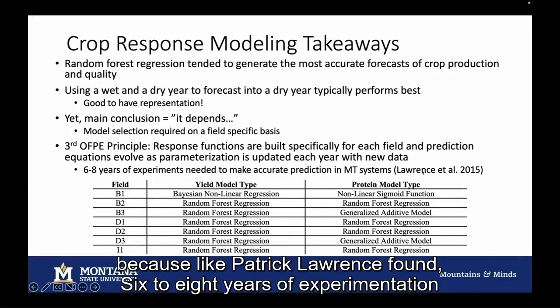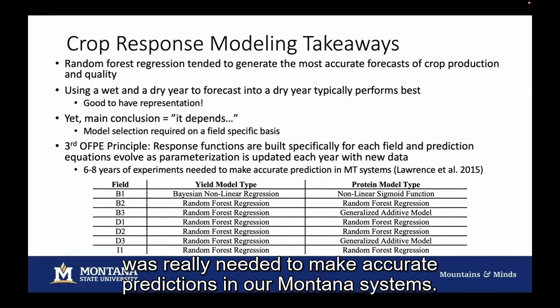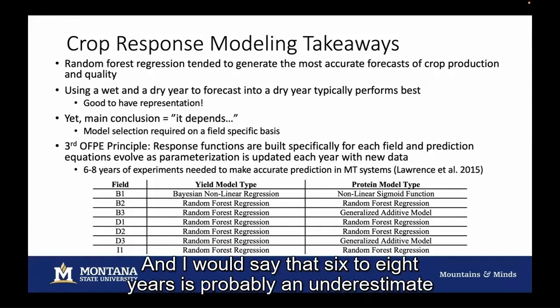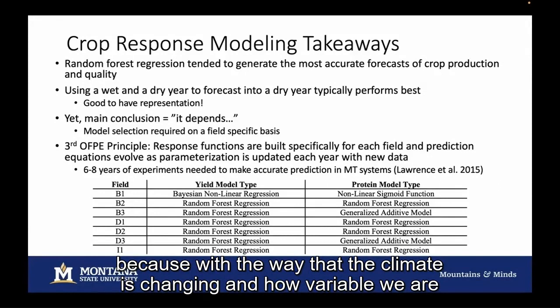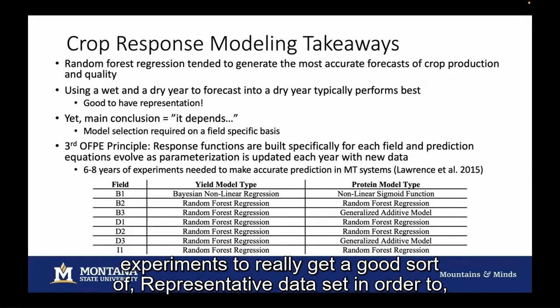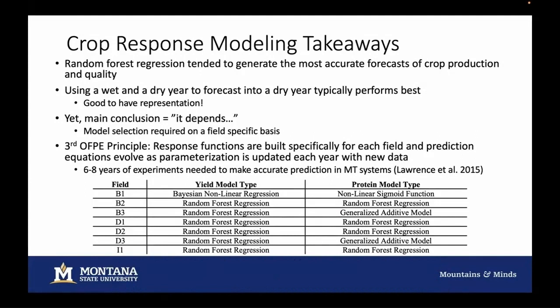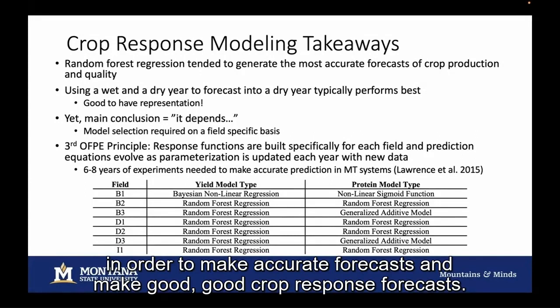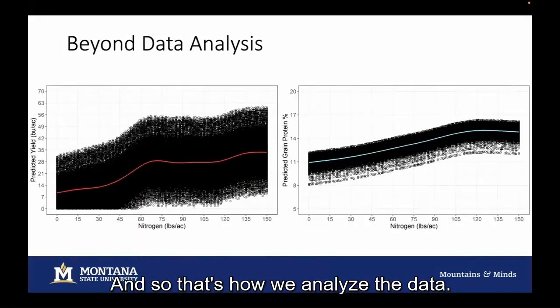Because like Patrick Lawrence found, 6 to 8 years of experimentation was really needed to make accurate predictions in our Montana systems. And I would say that 6 to 8 years is probably an underestimate, because with the way that the climate is changing and how variable we are seeing weather and climate be, we might need more than 8 years of experiments to really get a good representative data set in order to make accurate forecasts and make good crop response forecasts. And so that's how we analyze the data.